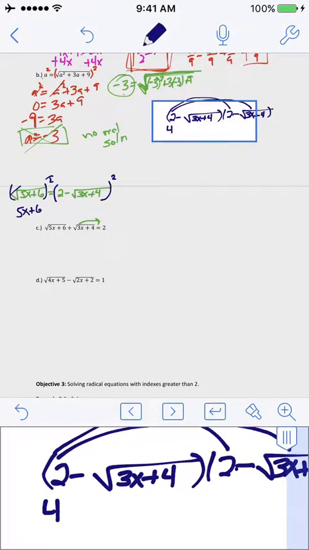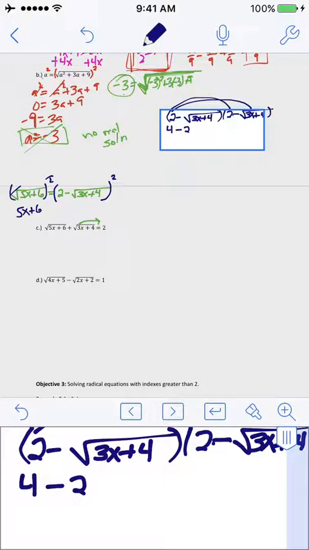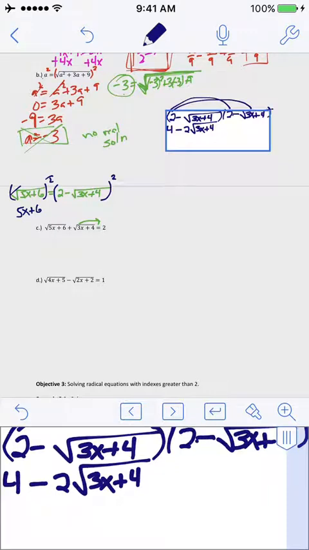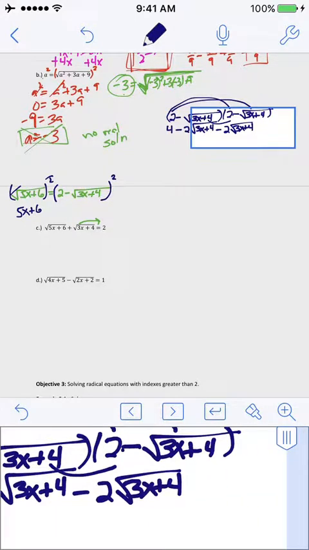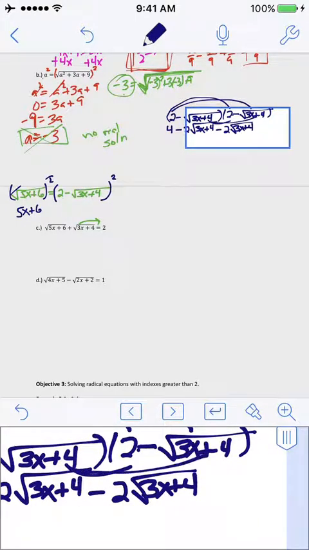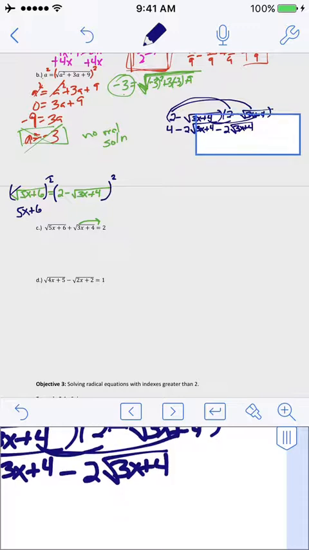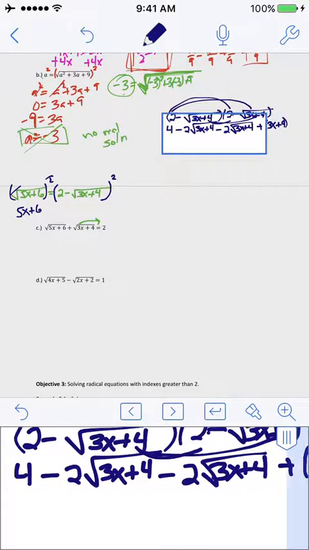Negative root 3x plus 4, it's going to be negative 2 root 3x plus 4. Same thing when I go the other way, so minus 2 root 3x plus 4. And then lastly, I have root 3x plus 4 times itself, so I get a positive 3x plus 4. The radical goes away. Now I can combine some stuff.